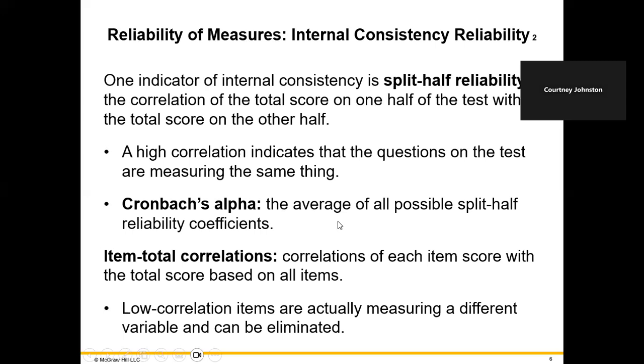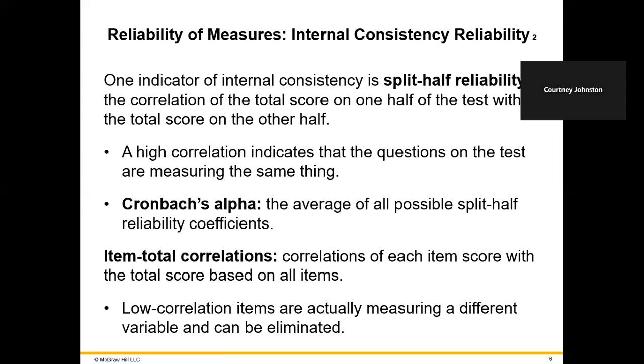There's also item total correlations. These are the correlations of each item score with the total score based on all the items. So what you're looking for are high levels of correlation among items and responses. Low correlation items are actually measuring a different variable and can be eliminated.